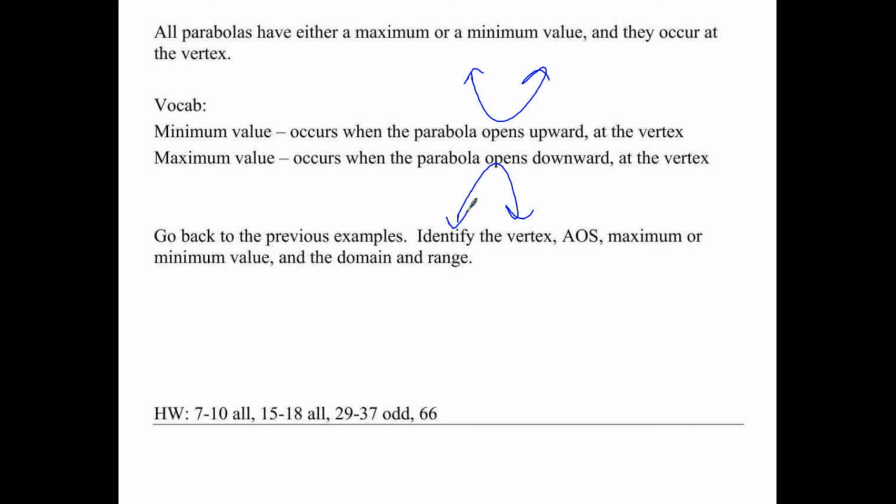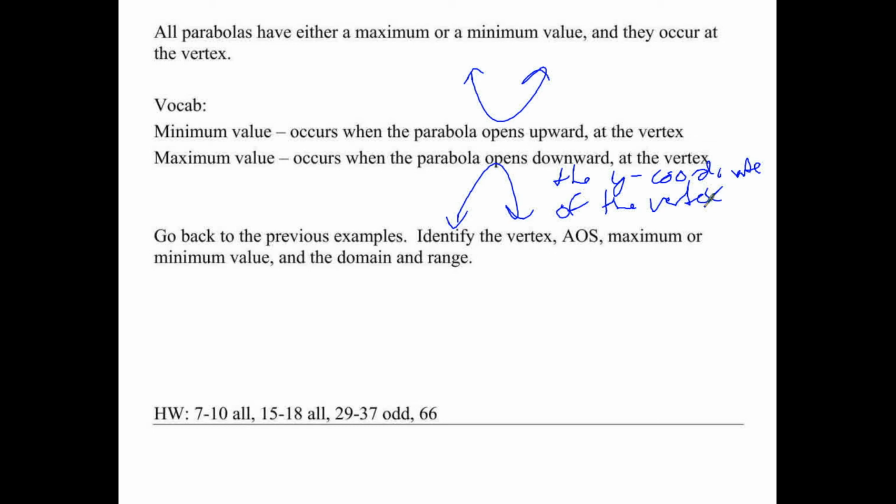In both cases, whether you have a minimum or a maximum value, it's the y coordinate of the vertex. So if you want to know what the minimum is or the maximum, you would find the vertex and then you would say you have a minimum of or a maximum of, and then whatever the y-coordinate of the vertex is. And you're done. Okay? It's really actually very easy.